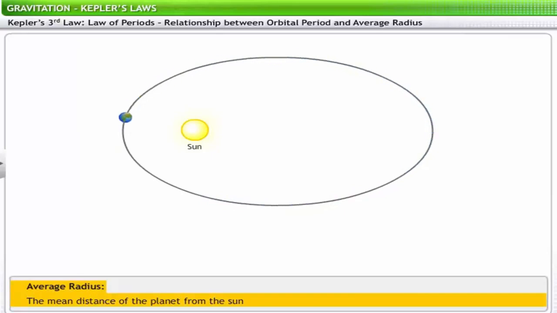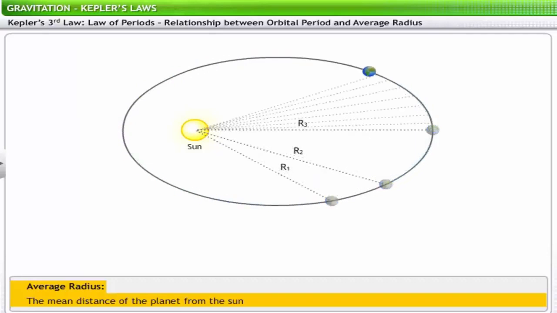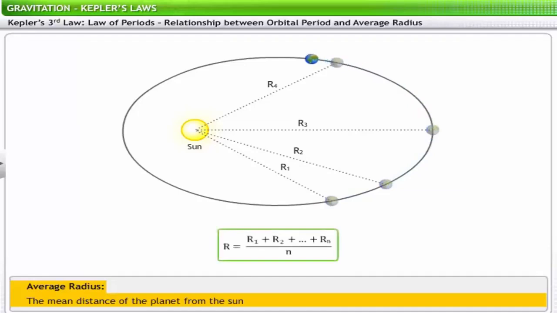For example, suppose R1, R2, and so on are the distances of Earth from the Sun for n number of positions of Earth in its orbit. Then, the average radius of Earth's orbit can be calculated as shown.